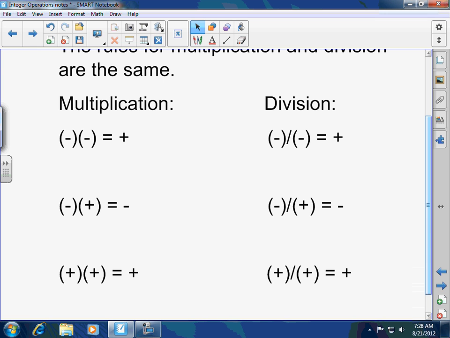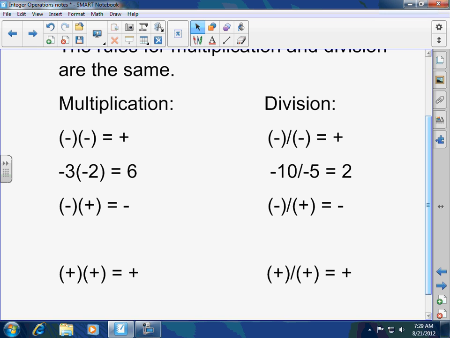So it's really easy to remember. A negative times a negative is a positive. So negative 3 times negative 2 is positive 6. A negative divided by a negative is positive. So negative 10 divided by negative 5 is positive 2.